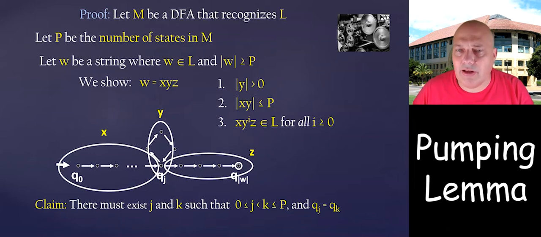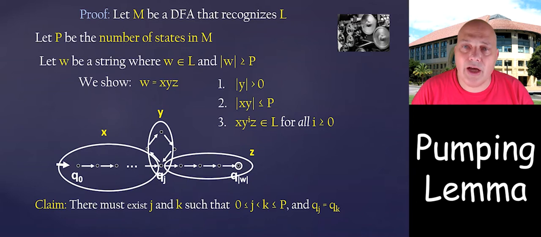And now we can verify all three properties of the pumping lemma. First, y is non-empty because y takes you from qj to qk, and these are two distinct locations. k is larger than j. So the part of w that goes from qj to qk is non-empty.